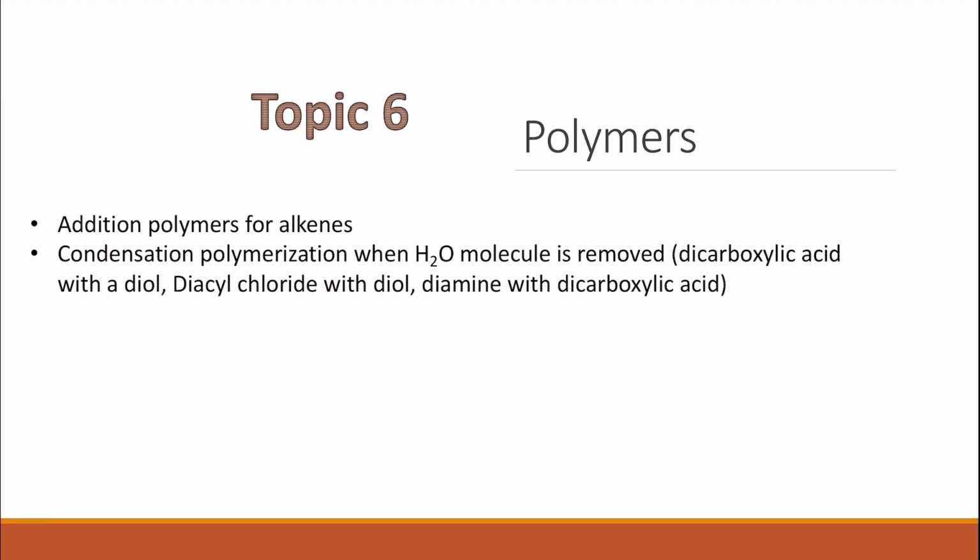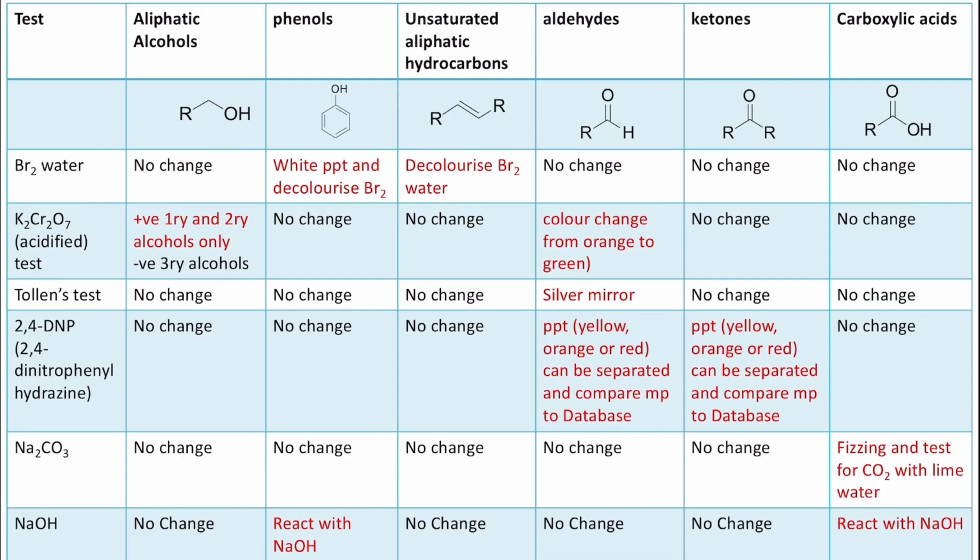These are all the chemical tests that you need to know for paper two. So these are the different functional groups and the chemical tests. So we have the aliphatic alcohols, phenols, unsaturated aliphatic hydrocarbons, aldehydes, ketones, and carboxylic acids.